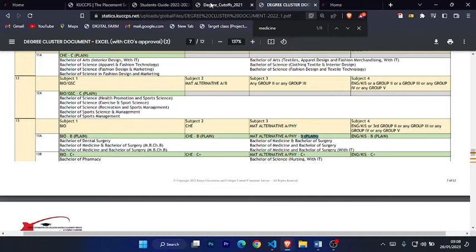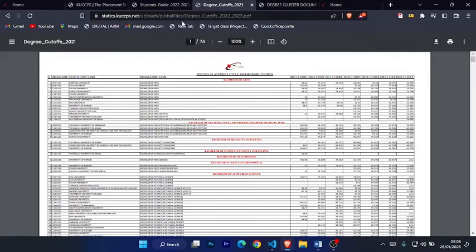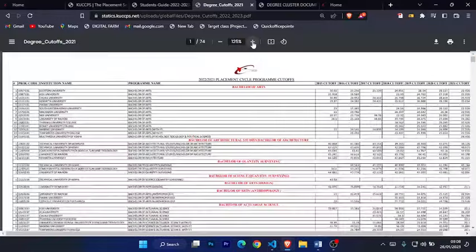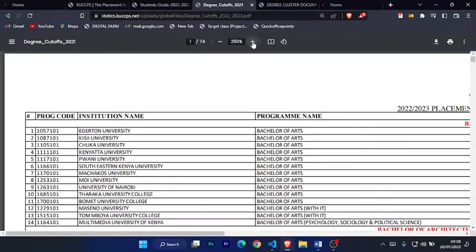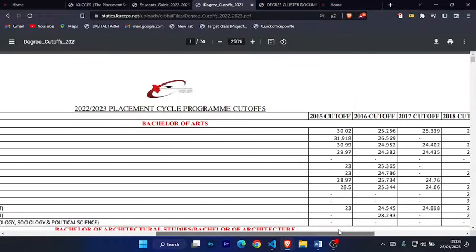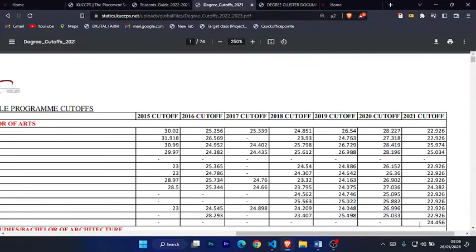Then you can come to this degree cutoff. You'll find them on student.coops.net. You can download them from there. So you can use this to gauge yourself. Let me zoom it for you to see it properly. This is what you can use. Each university has different cluster weights. So maybe we can search one for medicine. We can search where medicine is.